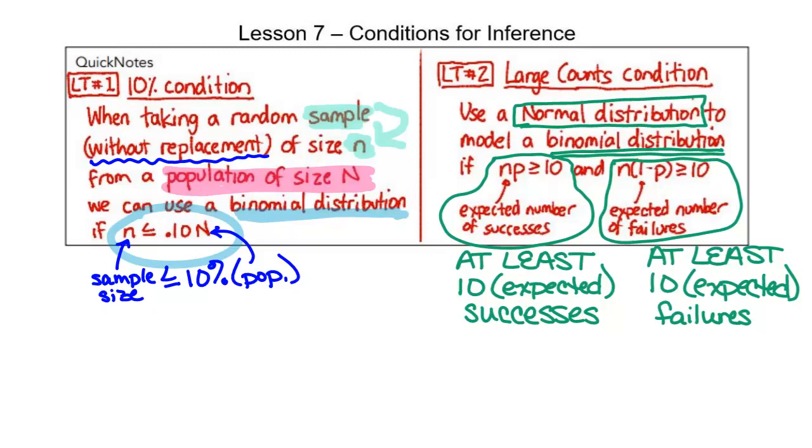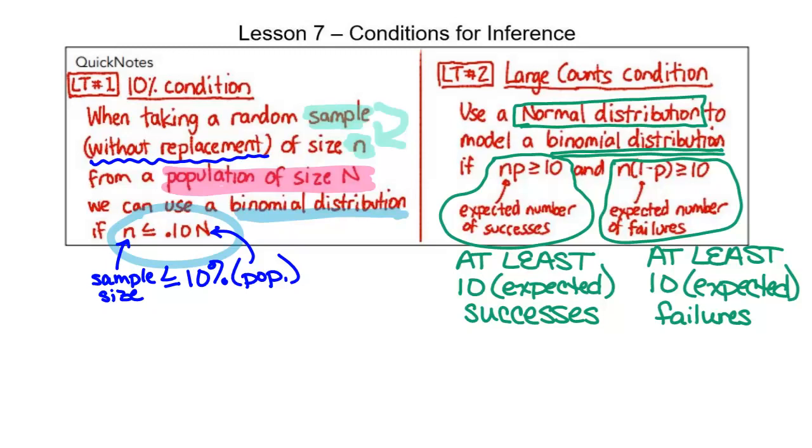Looking at these two criteria, does it make sense why we're calling this the large counts condition? Yeah, I need my counts for successes and my counts for failures to be big enough, which the threshold that was decided for that is 10. And if we have time, I'll pull up some graphing software and show you why 10 was decided on for that threshold.